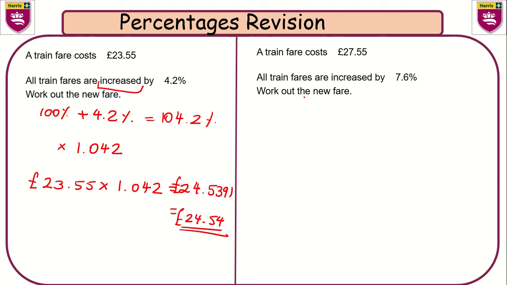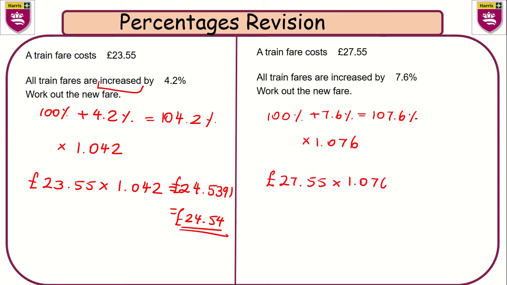Right, all train fares are increased by 7.6%. Okay, so we've got 100% plus the 7.6%, which gives you 107.6%. If I convert this into a multiplier, that's going to give me 1.076, and I need to do £27.55 times 1.076, and that will give you 29.6438, and we need to round it to two decimal places. That will be £29.64.